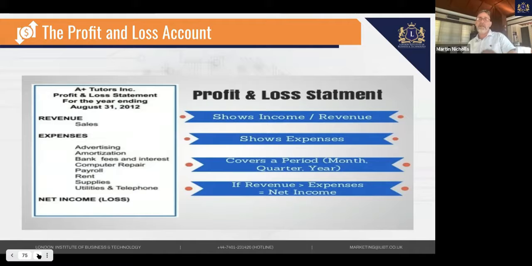But basically, if our revenue is more than our expenses, so if revenue, the money coming in, is more than the money going out, then our net income is going to be profit. We're going to be a profitable organization. And it results in a net income, not a net loss.